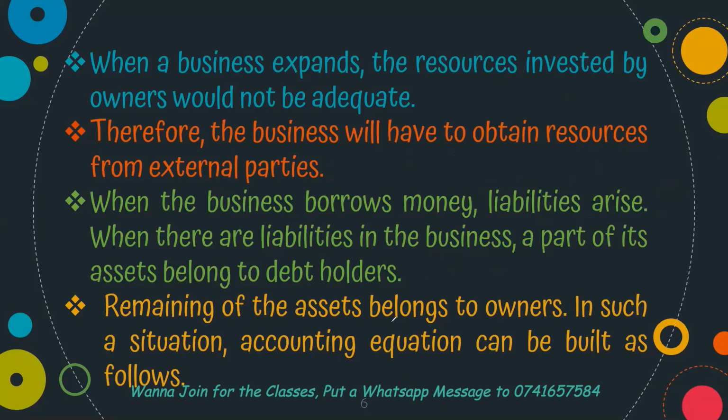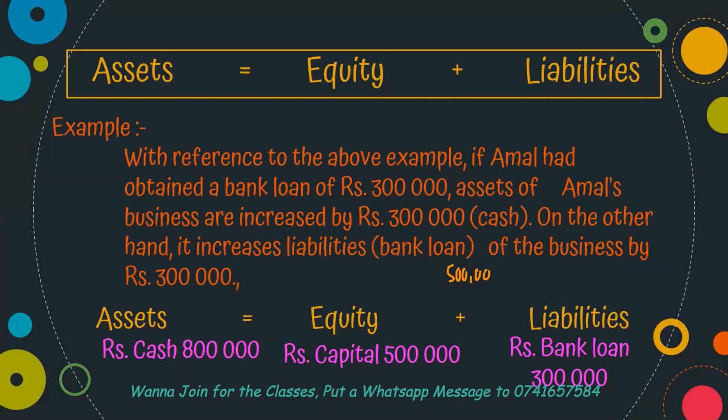So remaining of the assets belong to the owner. That remaining asset stands for the initial 500,000 of capital, right? So in such a situation, the accounting equation can be built as follows. Okay guys, let's see. Assets equals equity and liability.